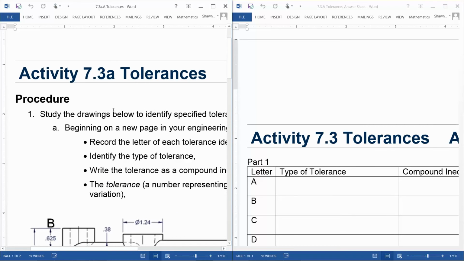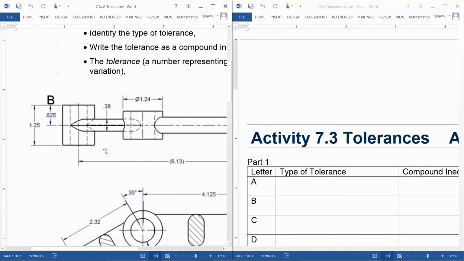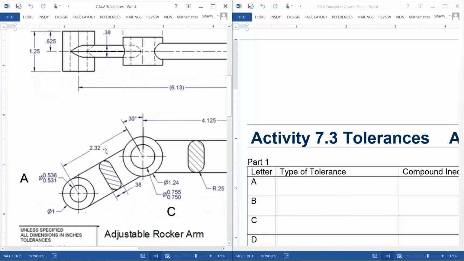So, over here on the left, you can see that I've got activity 738 tolerances, and over here on the right-hand side, I've got our answer sheet. What you guys are going to do is, I've got these letters on here. Here's A, up here was B, here's C, and to the right there's D. I'm going to do A and B, a couple examples of each of these.